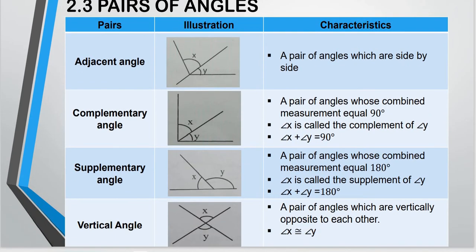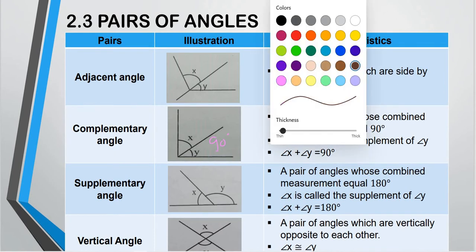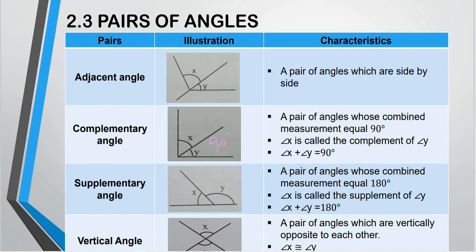Pairs of angles. Adjacent angles: a pair of angles which are side by side. If they are next to each other, we call them adjacent angles. Complementary angles: a pair of angles whose combined measurement equals 90. If you combine them, you get 90 degrees. X complements Y, Y complements X, where X plus Y must be 90 degrees. That's why it is called complementary angle.